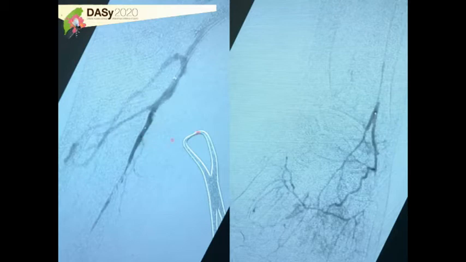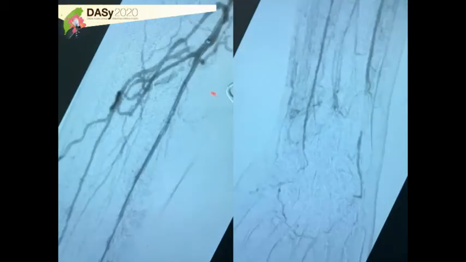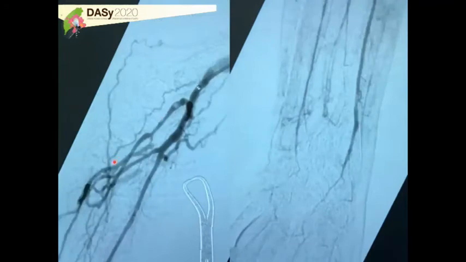And then we advanced the wire and microcatheter into the ulnar artery, and you can see in the right picture, good outflow. On angiography, you can see good flow to the radial and ulnar artery, but in the right picture, you can see dissection and recoil of the distal ulnar artery. And the final result, good flow to the radial and ulnar artery.